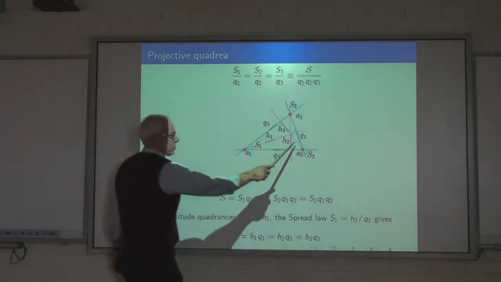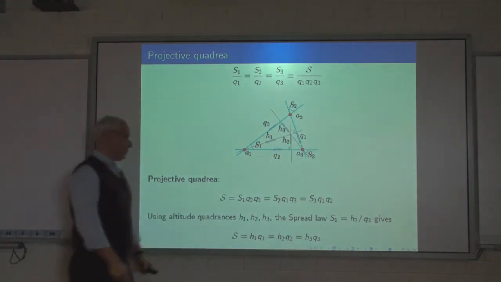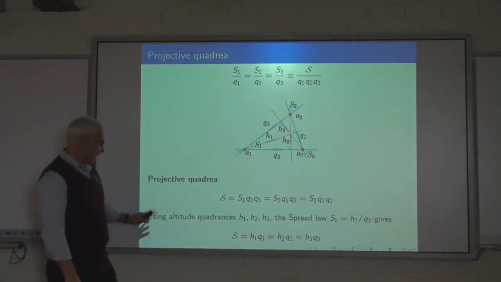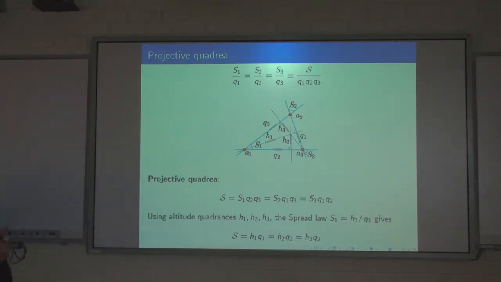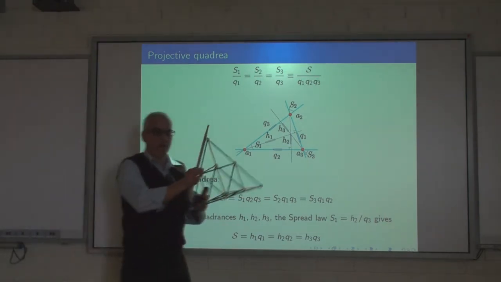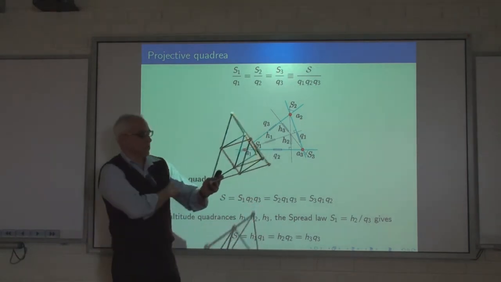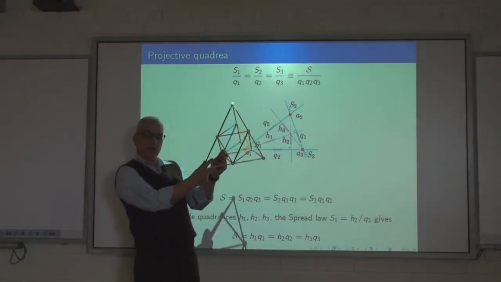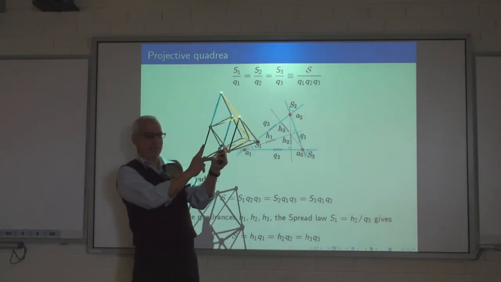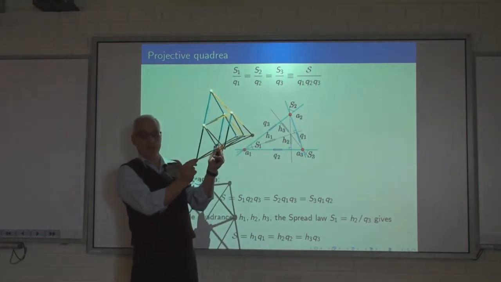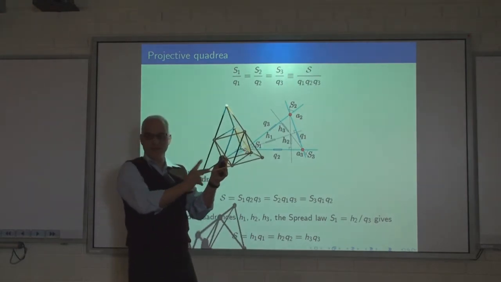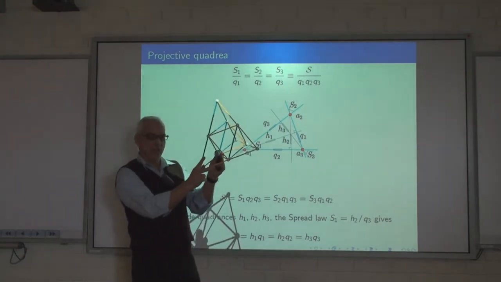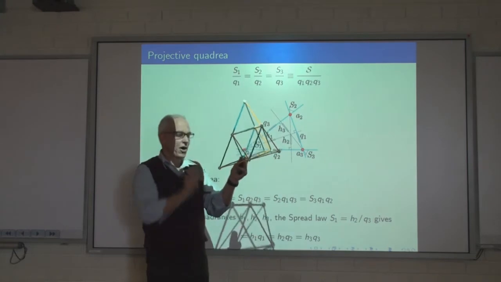And it doesn't matter which place we do that at. There's another interpretation which I want to point out, because this notion of spread is going to be important for us. It's going to give us the notion of solid spread. So if we just look at this tetrahedron here, we consider these three lines emanating from this point, then the projective quadrea of this projective triangle that's sitting here can be thought of in this way.